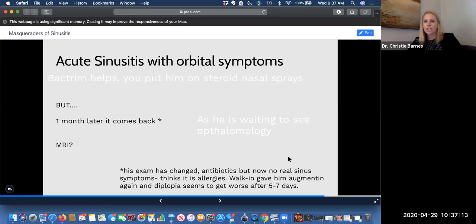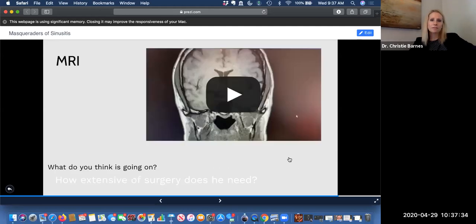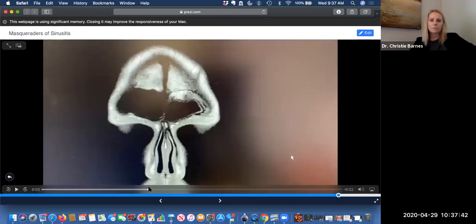And so one of the questions was, do you repeat imaging? Do you get more soft tissue to see if there's something else going on? I'm not thinking any cranial neuropathies, but wondering what's going on. So we get an MRI, and the MRI looks completely normal. I mean, he doesn't even have any sinus thickening at this point. So I'm starting to think that there's something else going on.